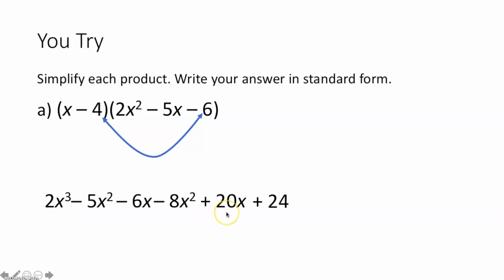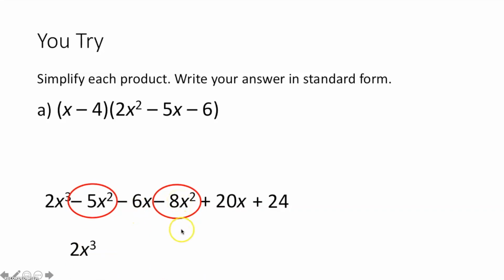Now we combine like terms. So in order to do that, we look. Does 2x cubed have a like term? No, that's the only x cubed, so we start with that. Then the negative 5x squared, can we combine that with anything? Yeah, the negative 8x squared. So what's negative 5x squared minus 8x squared? That's going to be negative 13x squared.